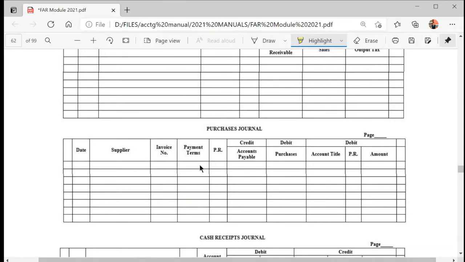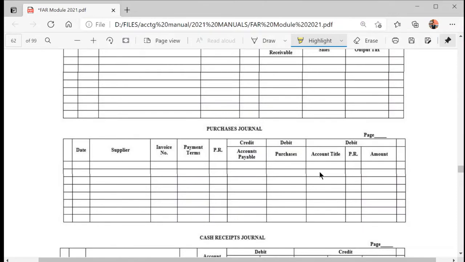So, you put it in the terms. Then, posting reference. Then, credit accounts payable because, of course, this is all on account. Then, you debit purchases. Then, if there are other account titles that you can put in here, because sometimes they also put other purchases in the purchase journal, not only for inventory. So, for example, they bought supplies. They also put it in the purchase journal and you will put it in the column of the account title and then place the amount.